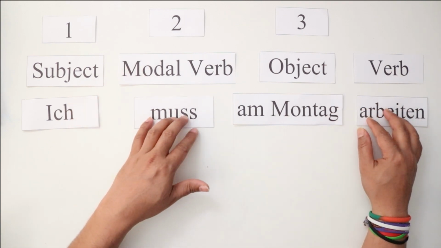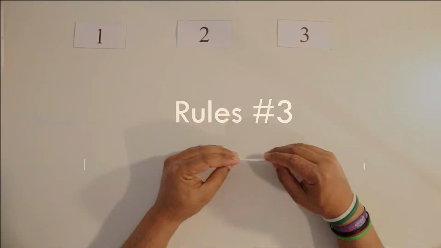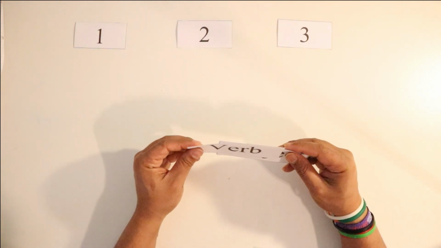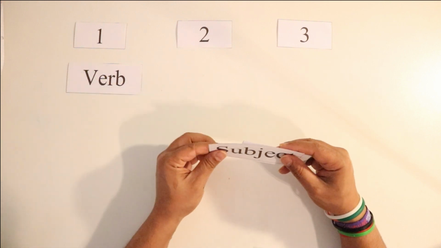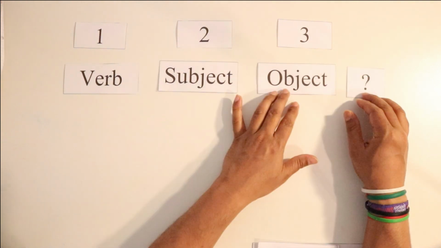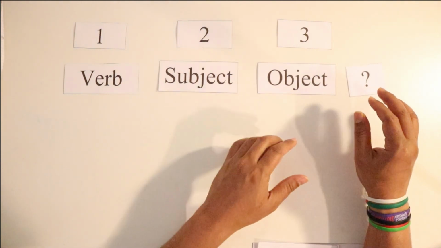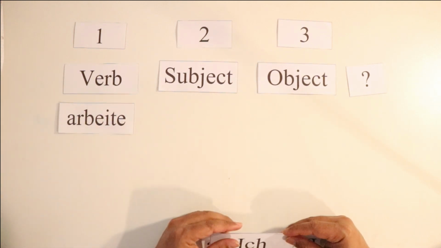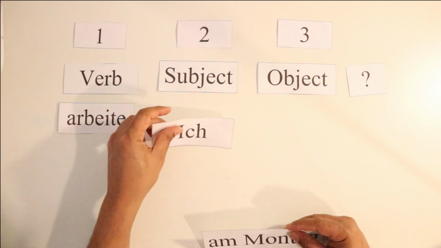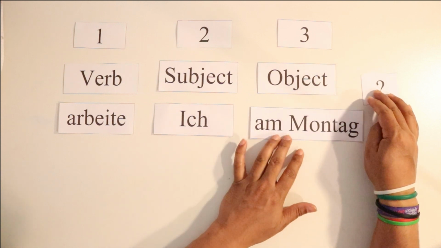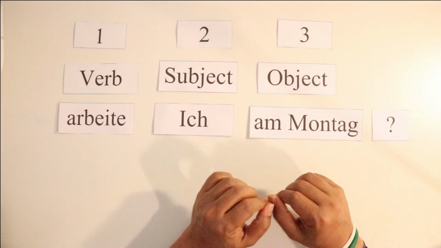So think about another kind, making an interrogative sentence in German. We have one verb, the regular verb, we have a subject, we have an object, and then the interrogative sign. As the verb we have arbeite, then the subject is ich, and then the object is am Montag, and then the interrogative sign.